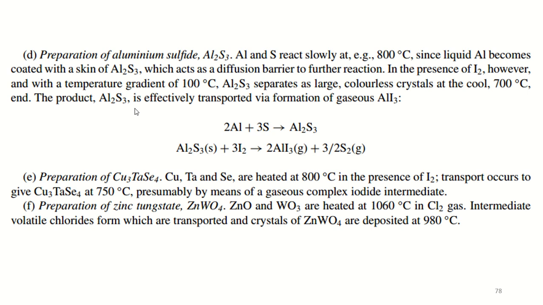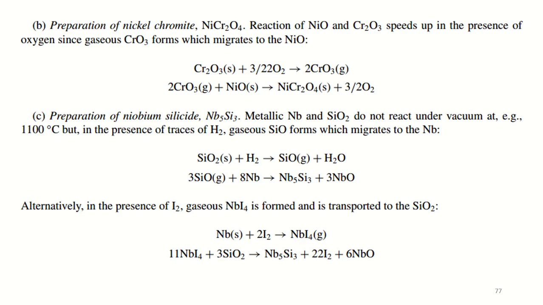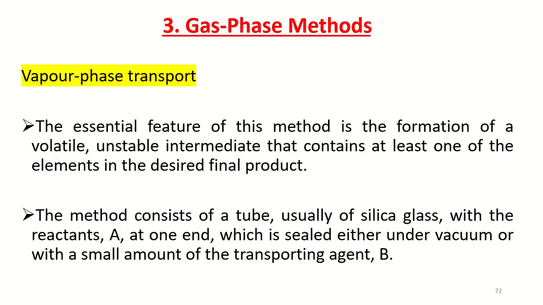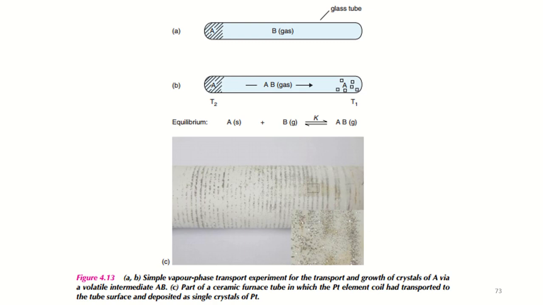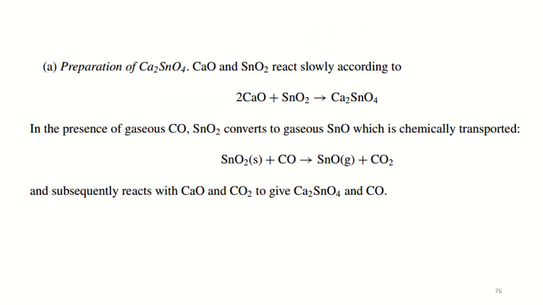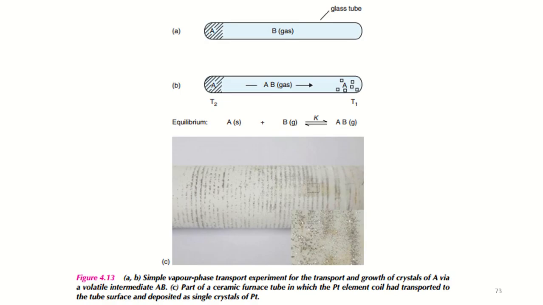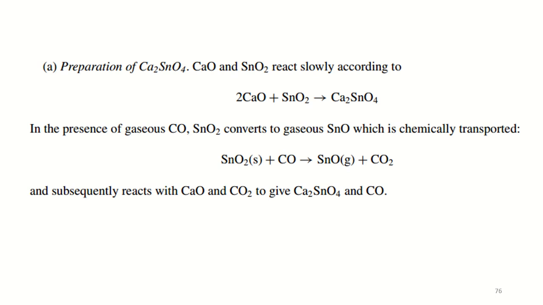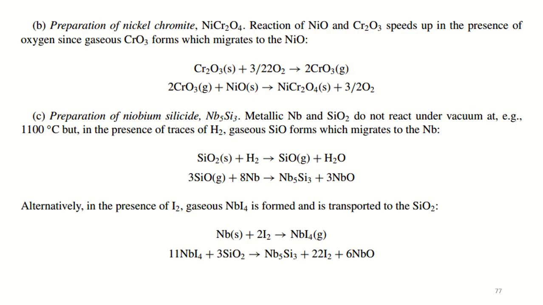And this was all about the vapor phase transport method. This is the first method of gas phase methods, in which the vapor phase transport method is extensively studied, and there we have discussed some of the important examples for better understanding of the vapor phase method. Now let's talk about chemical vapor deposition, CVD.